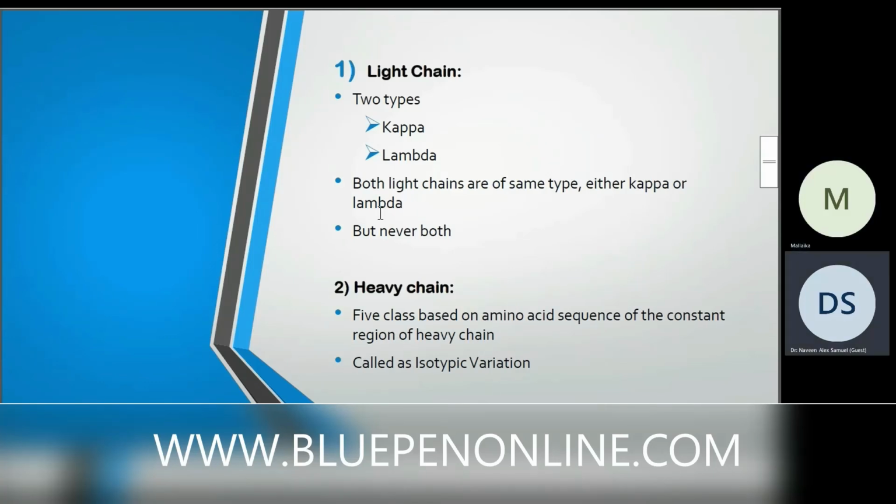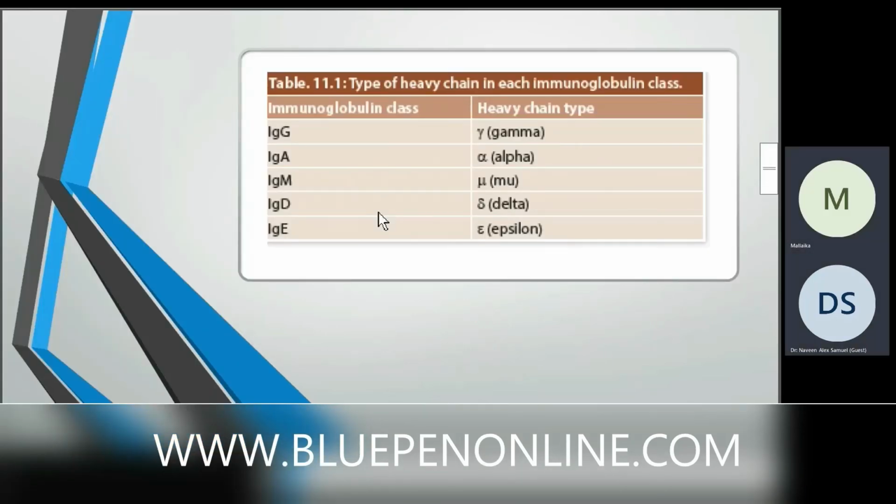The next is the heavy chain. There are 5 classes of antibodies. The 5 classifications are based on the amino acid sequence in the constant region of the heavy chain, which is called isotypic variation. So the type of heavy chain determines the immunoglobulin class.